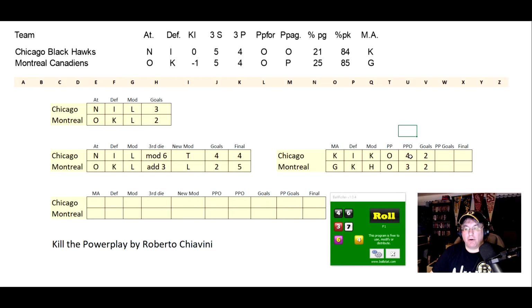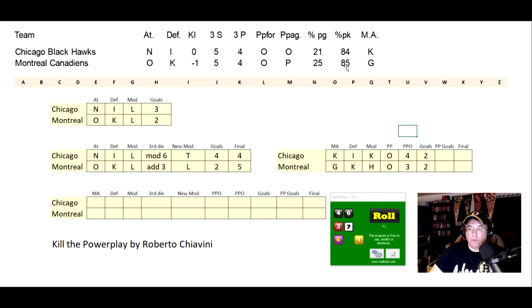So now we go to the power play opportunities. And this is where home ice advantage actually comes into play. Chicago has 4 power play opportunities. You look at the power play percentage and your power play penalty kill. So what's going to happen here is Chicago is going to roll power play first. If they get a 21 or less, they score. Anything else, they don't score.